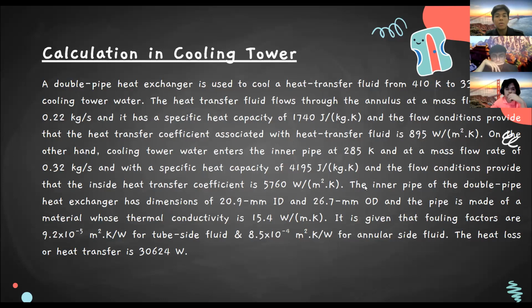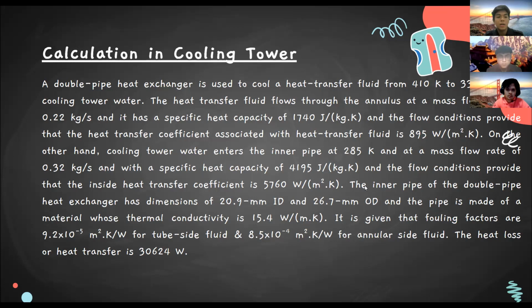On the other hand, cooling tower water enters the inner pipe at 285 Kelvin and at a mass flow rate of 0.32 kilogram per second, with a specific heat capacity of 4195. The inside heat transfer coefficient is 5760, and the inner pipe of the double pipe heat exchanger has an inner diameter of 20.9 millimeter and an outer diameter of 26.7 millimeter. The pipe is made of a material whose thermal conductivity is 15.4.